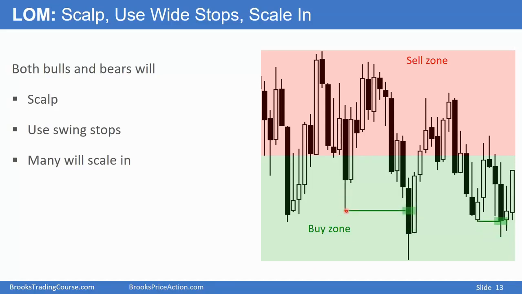For example, place a limit order to buy at the prior low, you get filled here. Place a limit order to buy at that low, and you get filled here. Place a limit order to sell at this high, filled here. Sell this high, get filled there.